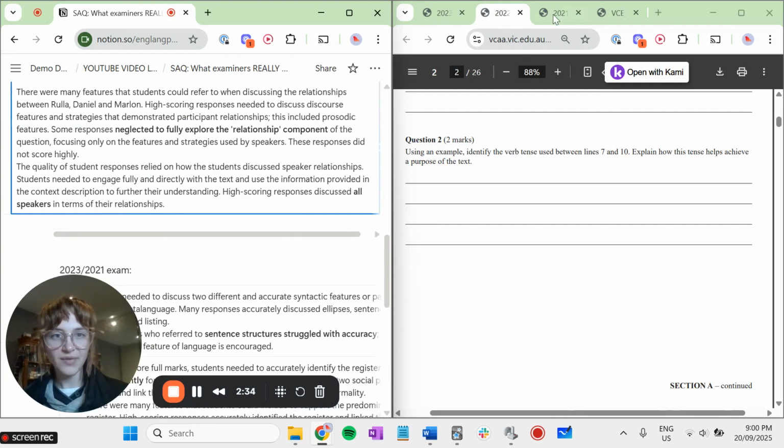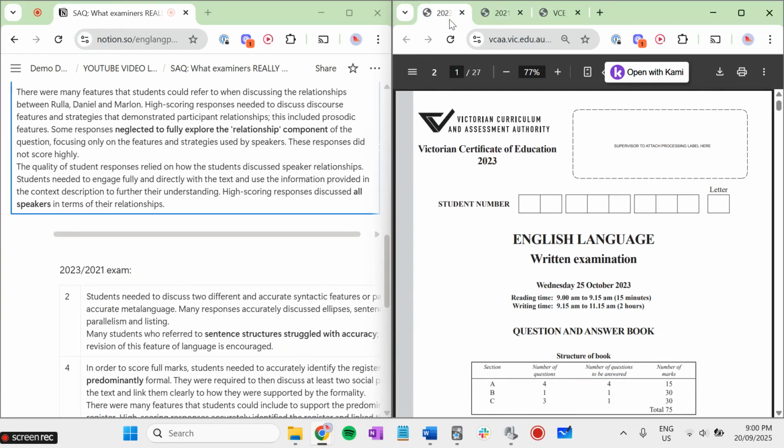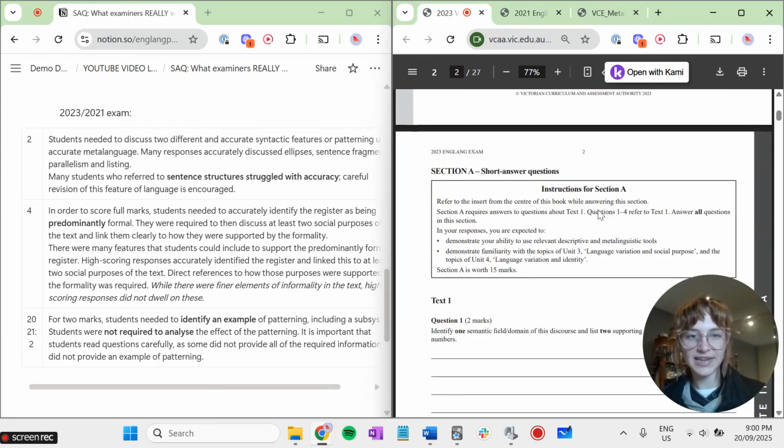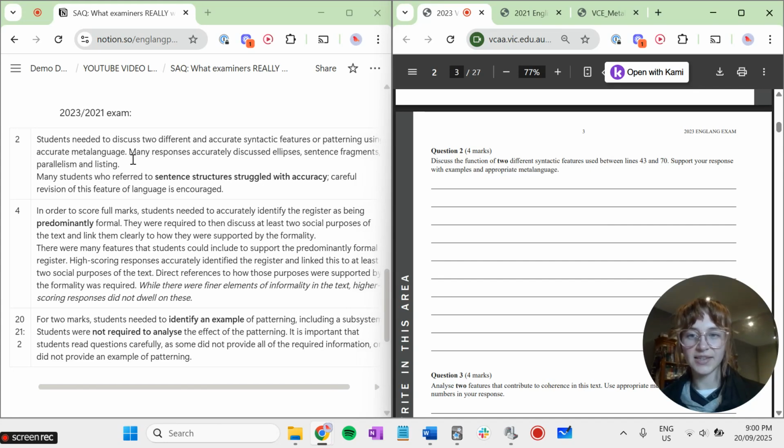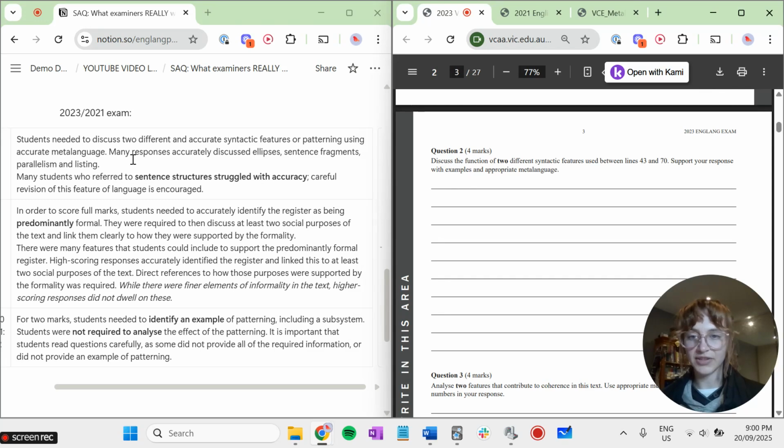All right. Let's talk a bit about the 2023 exam. The 2023 exam, question number 2: discuss the function of 2 different syntactic features used between lines 43 and 70. So this is what I mentioned before, that you need to make sure that the examples you pick are within the line limits that they give you. Students needed to discuss 2 different and accurate syntactic features or patterning. Many responses accurately discussed ellipsis, sentence fragments, parallelism, and listing. Many students who referred to sentence structures struggled with accuracy.